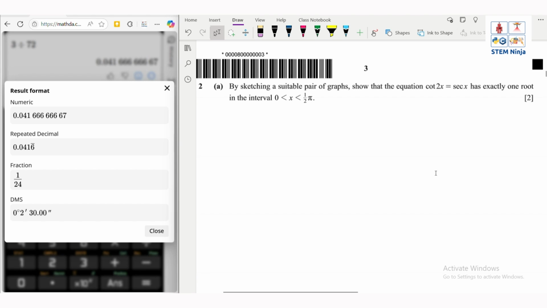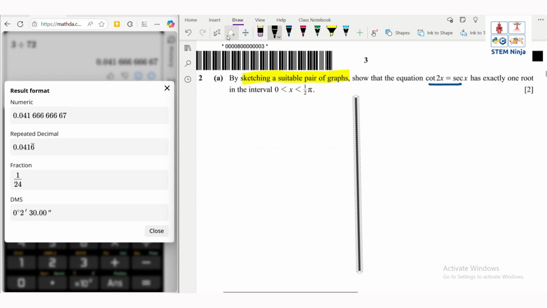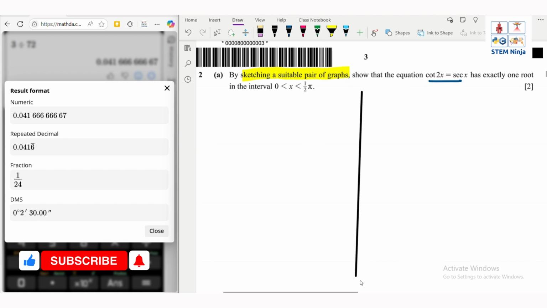By sketching a suitable pair of graphs, show that the equation cot 2x equals secant x has exactly one root in this interval. Okay, now there are two ways to do this. Either we make it in this form, which you should be able to do by now, or we could make reciprocals of these into the tan and the cos form and then do that. It would be exactly the same because the question says sketching a suitable pair of graphs. So we can do it both ways, but you should be able to do both ways also. You should not be restricted to just the simple tan and the cos one. However, mastery over them is required.